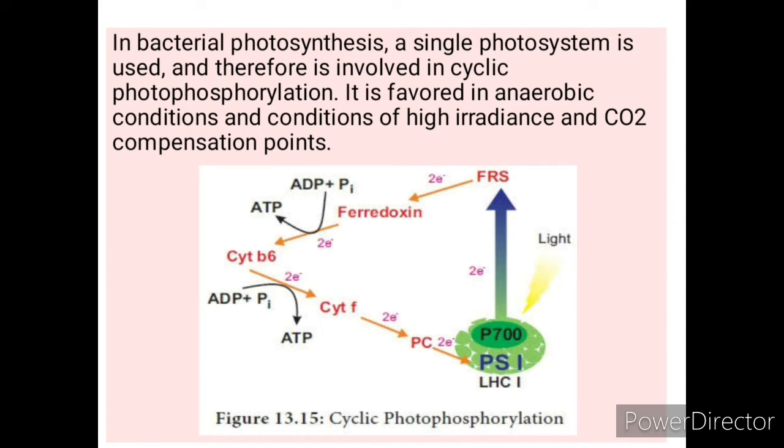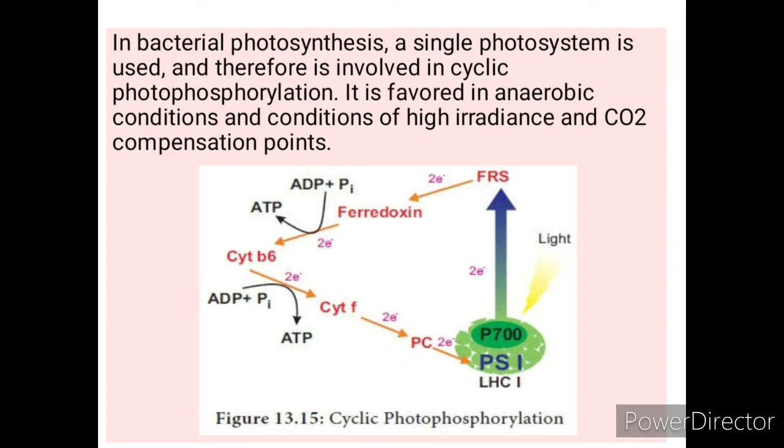After absorbing light of 700 nanometer, this chlorophyll A, the reaction center, gets excited and emits its outer shell electron to the next electron carrier level. In this diagram we can see chlorophyll A, that is P700, emitting electrons to the FRS, that is the ferredoxin reducing substance, and then the ferredoxin reducing substance gives its electron to the ferredoxin.